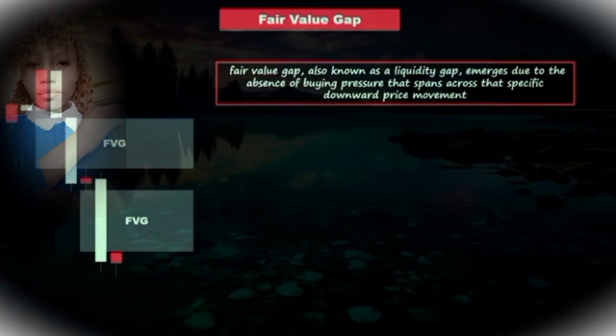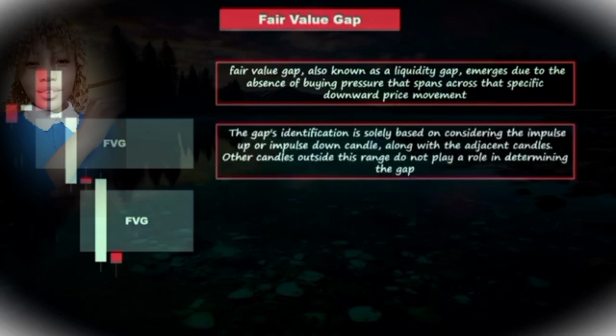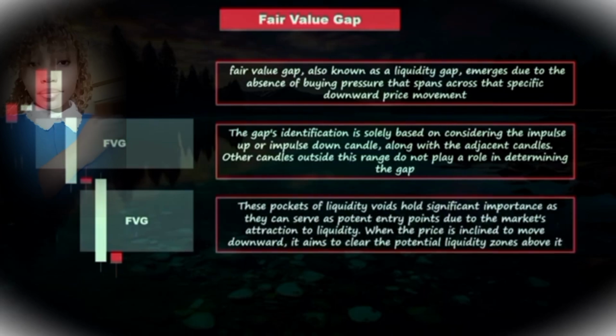Recognizing fair value gaps hinges on a specific method. The gap's identification is solely based on considering the impulse up or impulse down candle along with the adjacent candles. Other candles outside this range do not play a role in determining the gap. These pockets of liquidity voids hold significant importance, as they can serve as potent entry points due to the market's attraction to liquidity. When the price is inclined to move downward, it aims to clear the potential liquidity zones above it. Consequently, these zones become favorable regions where the price might witness an upward movement only to eventually fill the gaps and then continue its bearish momentum with greater strength.